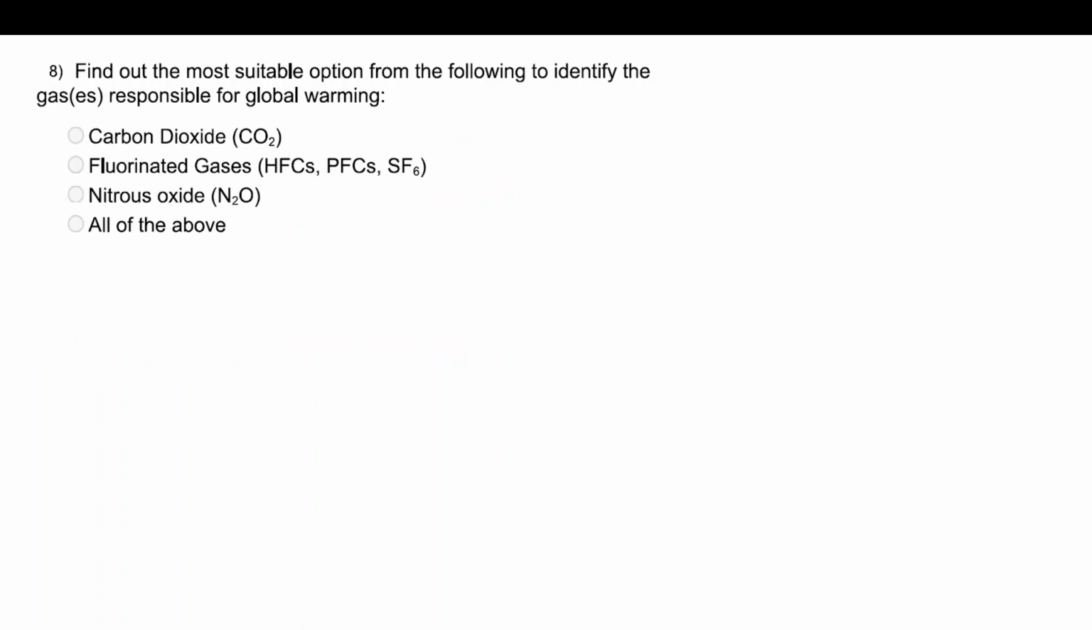Next question is, find out the most suitable option from the following to identify the gases responsible for global warming.